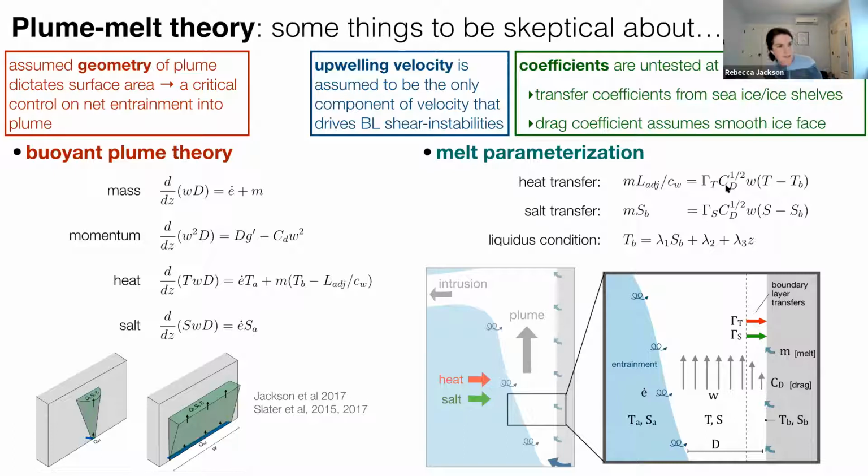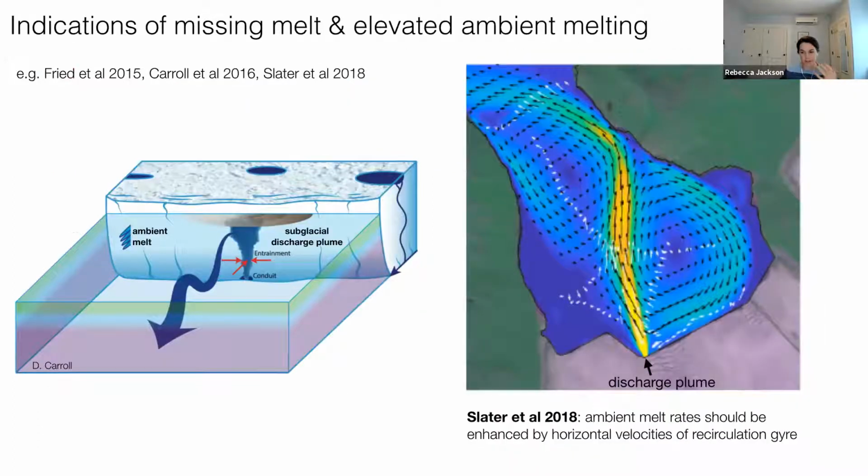So there are things we should be skeptical about in the basic framework for plumes and melting. And there's also a growing body of work suggesting that we might be underestimating melt. These are indirect studies pointing out that the total melt along the terminus seems like it should be higher than what we estimate with theory.